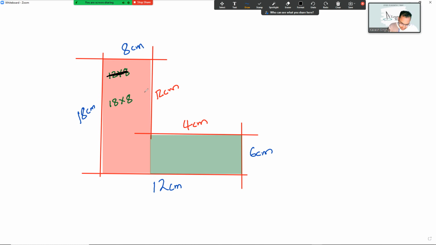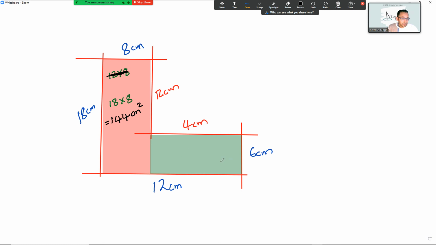I'm going to grab a calculator quickly. 18 times 8 is 144. So that gets me 144 centimeters squared for that area. Then you've got this one here, which is 4 times 6.